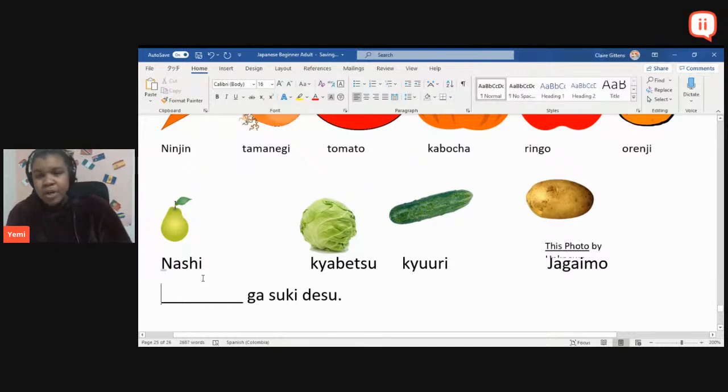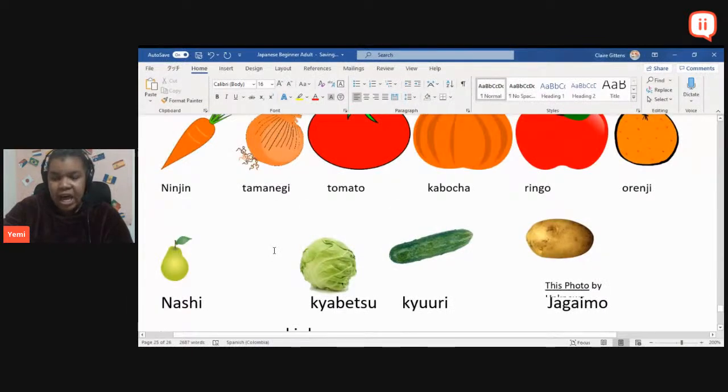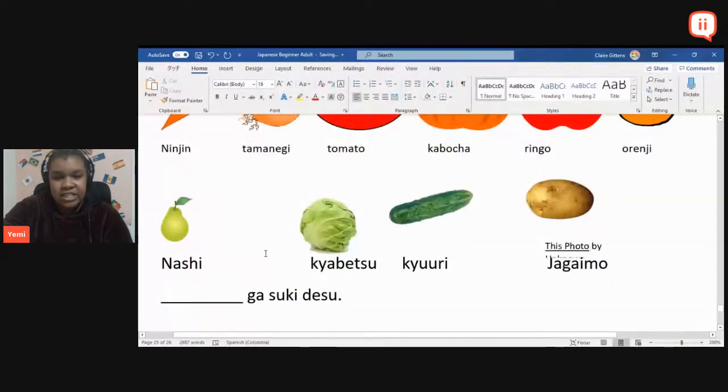Ninjin. Watashi wa nashi. Nashi ga suki desu. Nashi kana. What about you? What do you like? Which of these fruits or vegetables? Kudamono to yasai no naka de dochi ga suki desu ka? Dochi ga suki desu ka?